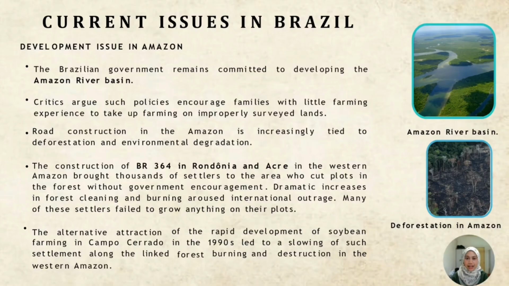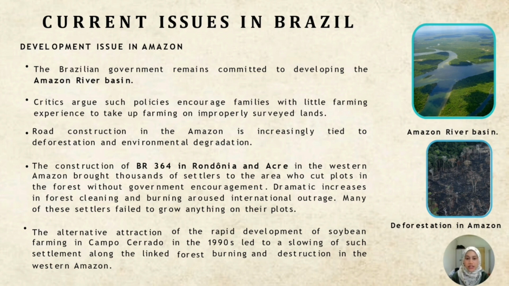The current issues in Brazil. The first one is development issue in the Amazon. The Brazilian government remains committed to developing the Amazon River basin. Critics argue such policies encourage families with little farming experience to take up farming on informally surveyed lands. Road construction in the Amazon is increasingly tied to deforestation and environmental degradation.